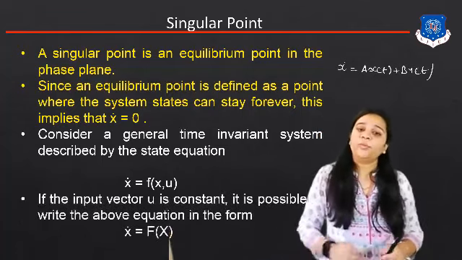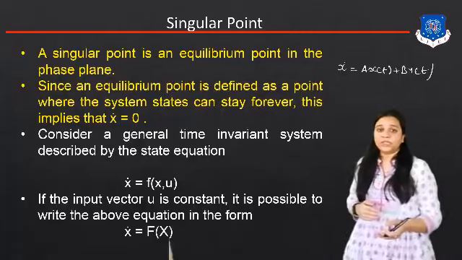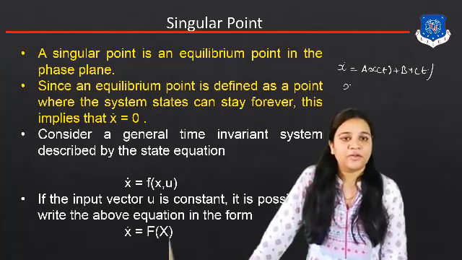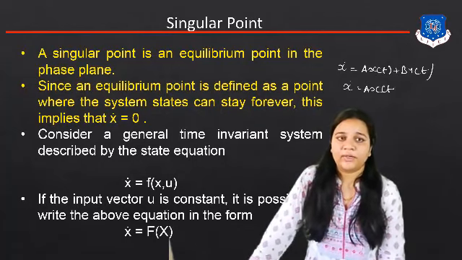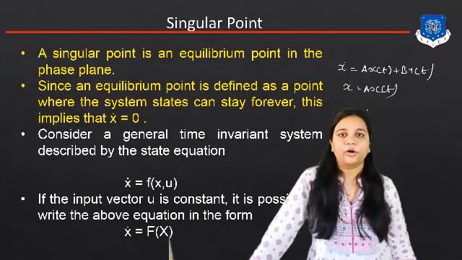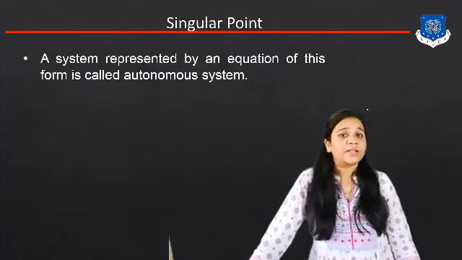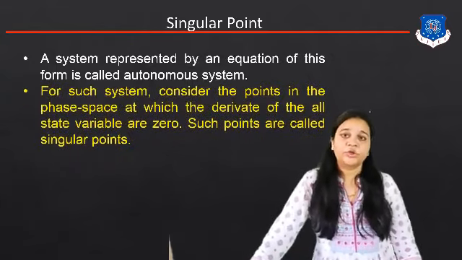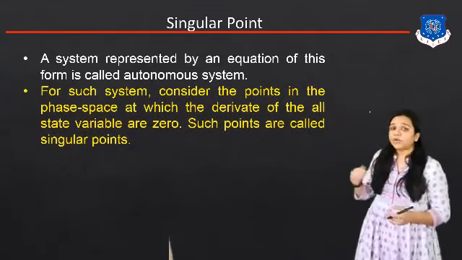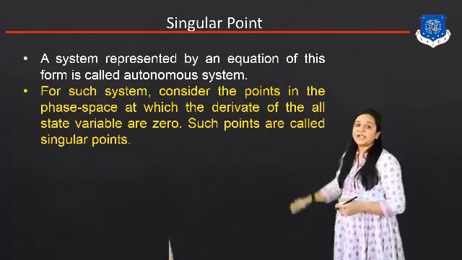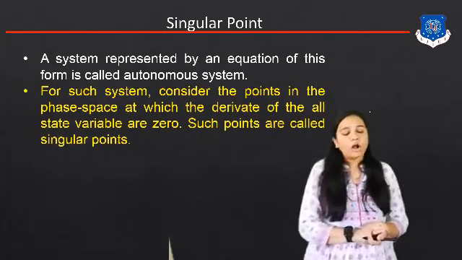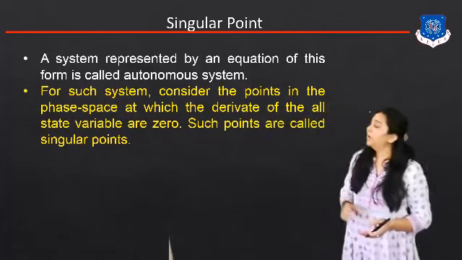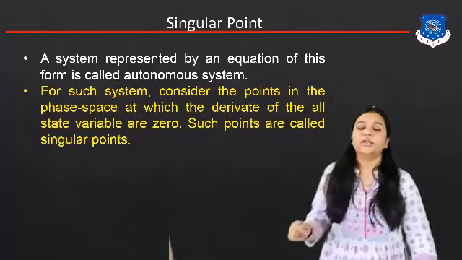So if the input vector u is constant, it is possible to write the above equation in this form: x dot is equal to A x of t. That means x dot is equal to a function of x. A system represented by an equation of this form is called an autonomous system. For such a system, we consider the points in the phase space at which the derivatives of all state variables are 0. Such points are called the singular points of this non-linear system.